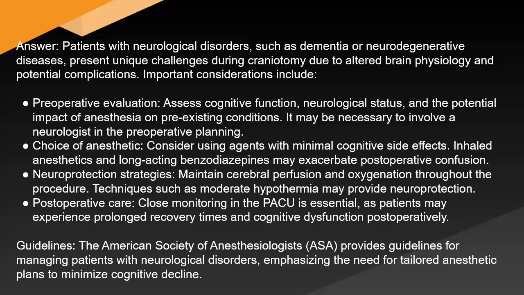Important considerations include preoperative evaluation: assess cognitive function, neurological status, and the potential impact of anesthesia on pre-existing conditions. It may be necessary to involve a neurologist in the preoperative planning. Choice of anesthetic: consider using agents with minimal cognitive side effects. Inhaled anesthetics and long-acting benzodiazepines may exacerbate postoperative confusion. Neuroprotection strategies: maintain cerebral perfusion and oxygenation throughout the procedure. Techniques such as moderate hypothermia may provide neuroprotection.